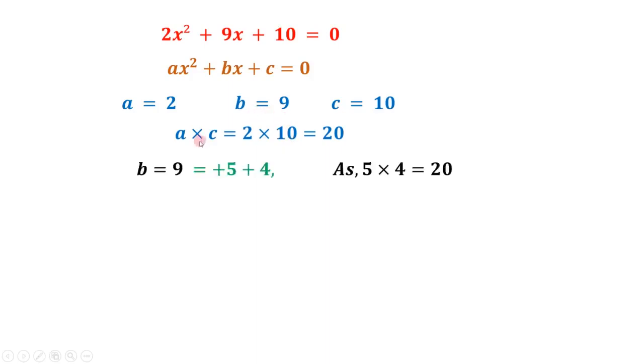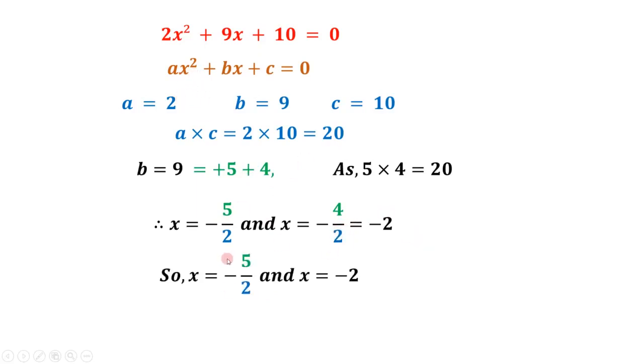Now let us take this b, which is equal to 9. It can be obtained by adding these two numbers, because the product of these two numbers is 20, which is equal to the product of a and c, that's 20. Now let's move towards the last step. x is equal to, first of all, we'll put this 5 here, change its sign from positive to negative, and divide by the coefficient of x squared, which is 2. Similarly, we'll take this 4, change its sign from positive to negative, and divide again by the coefficient of x squared, which is 2. Thus we'll have the values of x as negative 5 over 2 and negative 2.